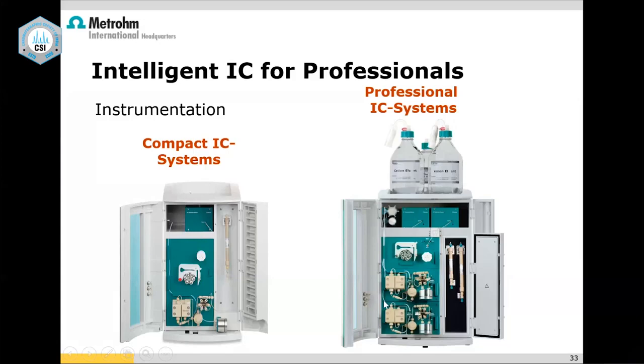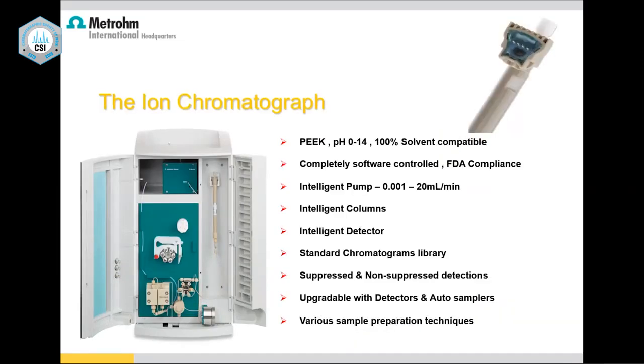And the only difference between these two is this is an isocratic system and it cannot be upgraded to gradient. And this is a gradient system, or an isocratic which can be upgraded later also. So this is an upgradable system, and this is only an isocratic system. So that's the basic difference. Rest all the technical specifications remain the same. So as I said, you see this is all made of PEEK. So all this we have covered.